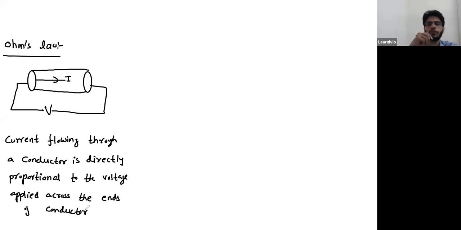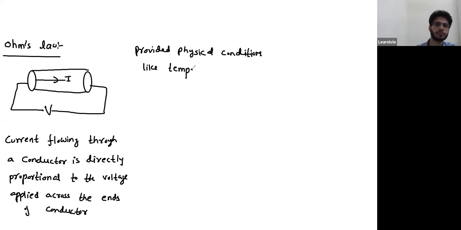So that's Ohm's law. The current which is flowing through a conductor is directly proportional to the voltage applied across the ends of conductor, provided physical conditions like temperature and pressure remain constant.